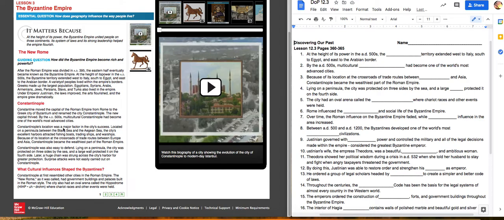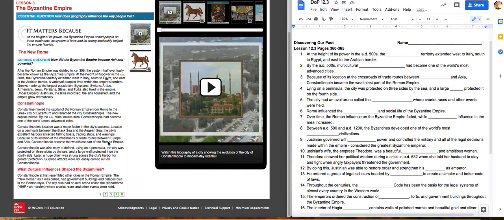Constantinople's location was a major factor in the city's success. 1. It was located on a peninsula between the Black Sea and the Aegean Sea. The city's excellent harbors attracted fishing boats, trading ships, and warships. So it's on a peninsula, good for trade. Because of its location at the crossroad of trade routes between Europe and Asia, Constantinople became the wealthiest part of the Roman Empire. So it's on trade routes, another great reason that it's going to make a ton of money.